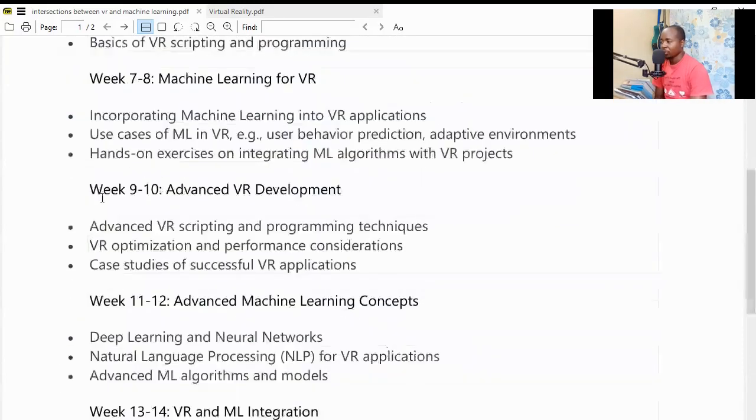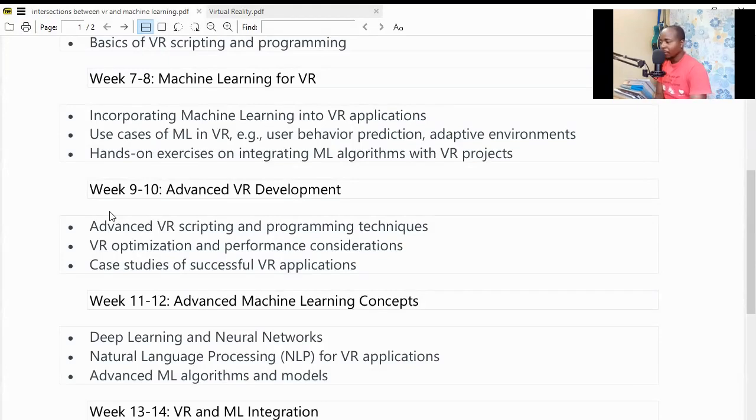We are going to look at advanced development. So we're going to look at virtual reality scripting techniques and programming techniques. We're going to look at virtual reality optimization and performance considerations. We're going to look at case studies of successful virtual reality applications. Then lastly, we're going to look at advanced machine learning concepts.